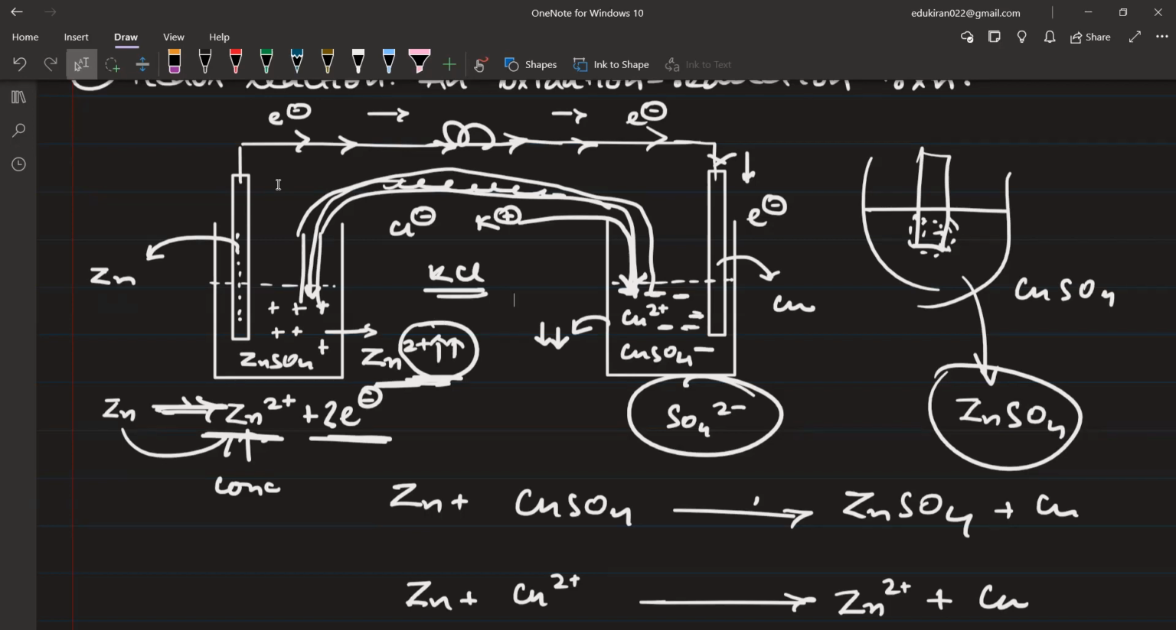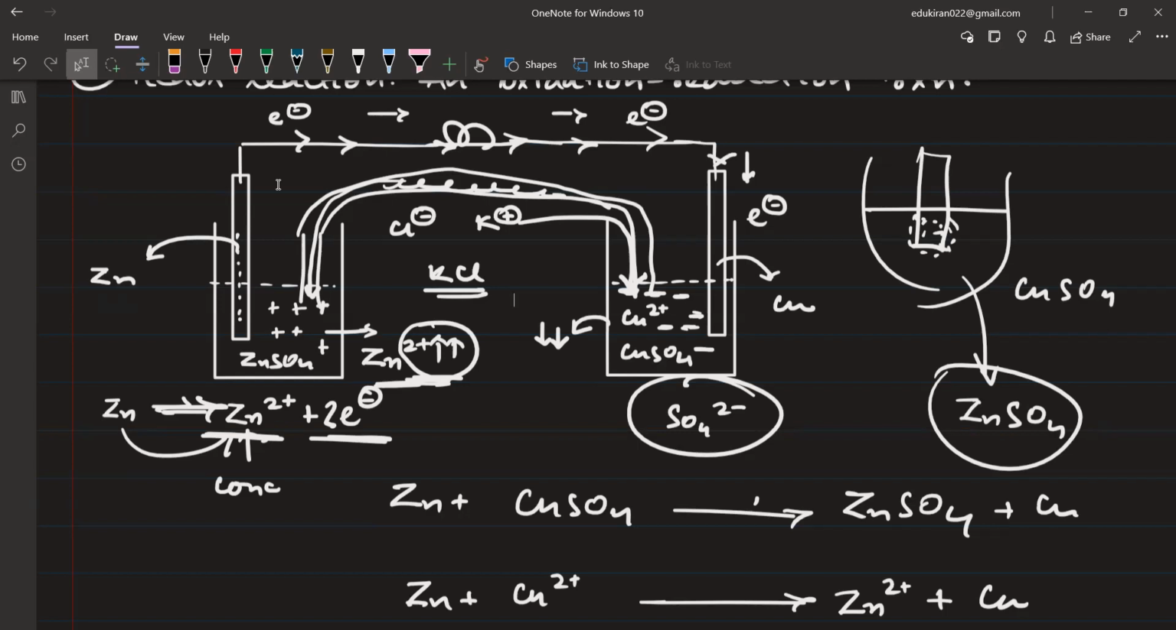We'll have the light bulb glowing, but after a while it will stop. Then we will analyze why it is stopping. We see that the zinc compartment is getting positively charged with Zn2 positive, and the copper compartment is getting negatively charged. That is why, when the electron tries to move from the zinc compartment towards the copper compartment, the copper compartment is repelling it and the zinc compartment is attracting it. That is why the electrons cannot move, and if the electrons are not moving, then the electricity will not be there.